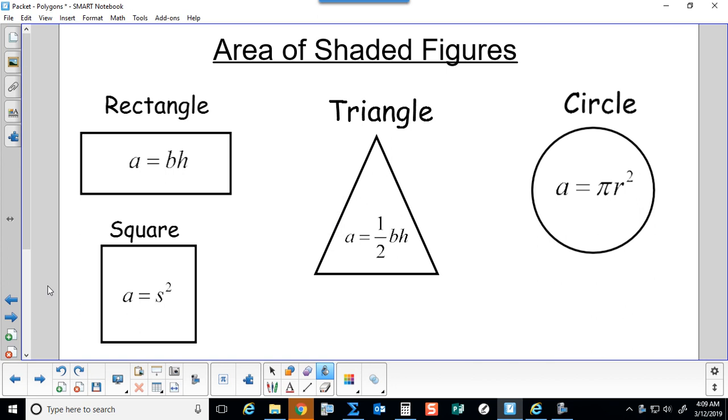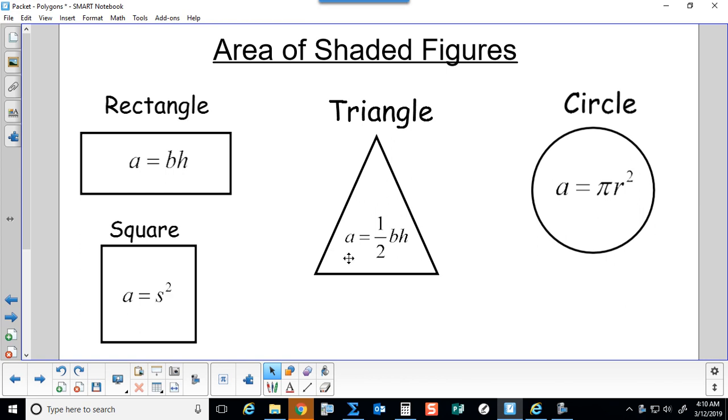Today we'll be finding the area of shaded figures. To begin with, let's review some of the formulas we'll be using. We'll be finding the area of a rectangle, which is base times height, and we'll be finding the area of a square, which is side squared, or base times height.